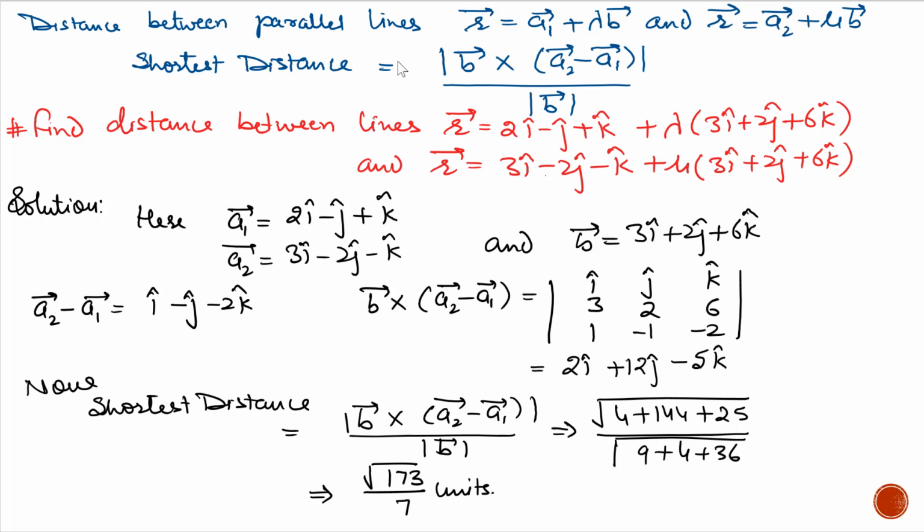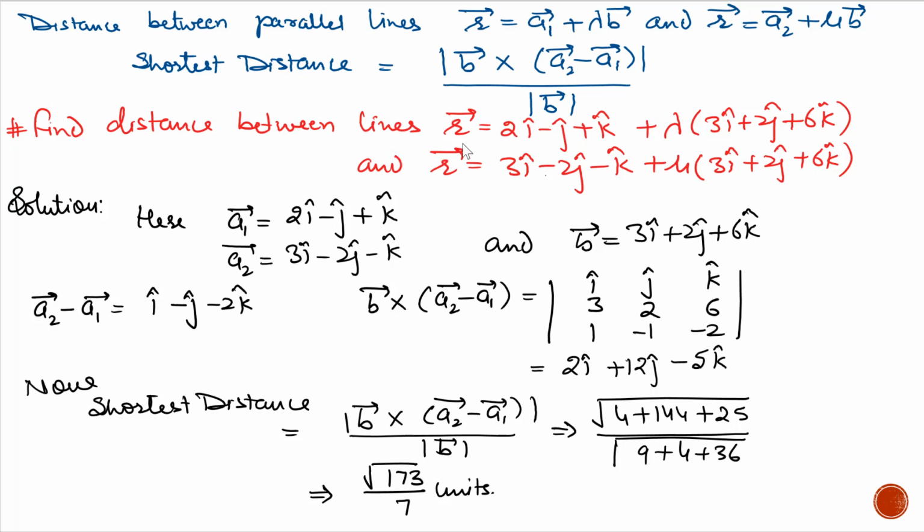Now the shortest distance between parallel lines. r vector equals a1 vector plus lambda times b vector, and r vector equals a2 plus mu times b vector. Here these two lines are parallel. So shortest distance is the modulus of b vector cross (a2 minus a1) divided by the modulus of b vector.